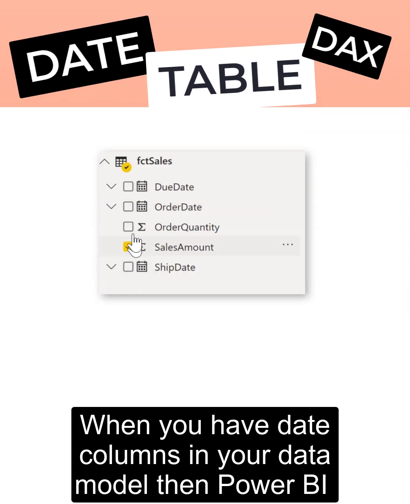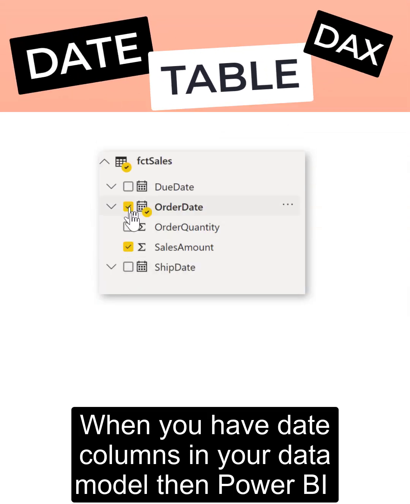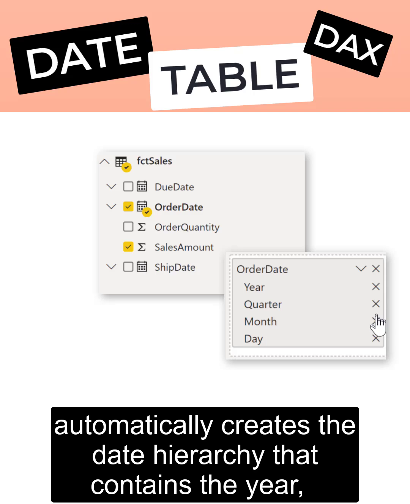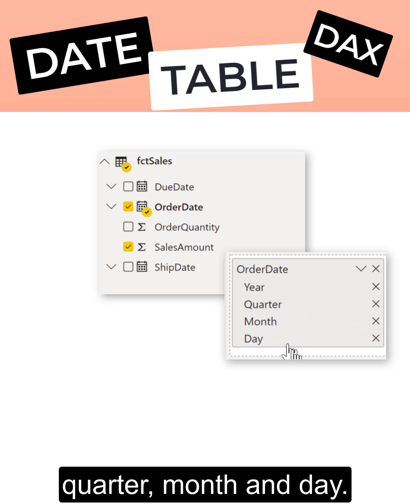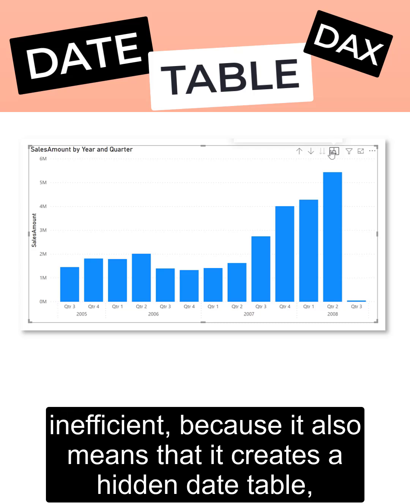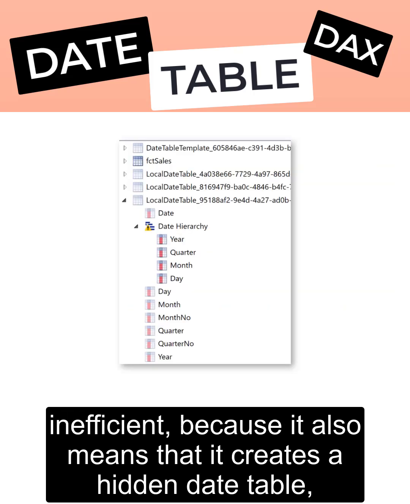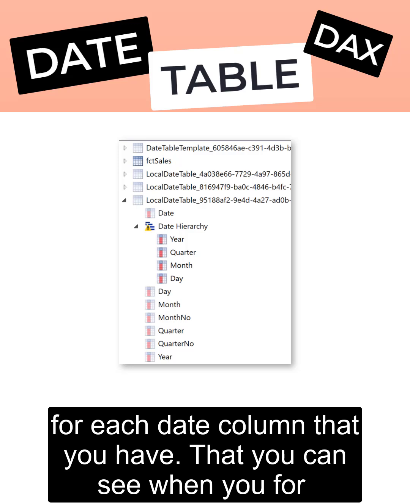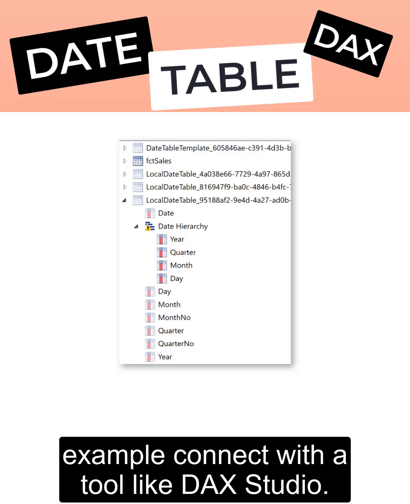When you have date columns in your data model, then Power BI automatically creates the date hierarchy that contains the year, quarter, month, and day. Although it's easy to work with at the beginning, it's very inefficient because this also means that it creates a hidden date table for each date column that you have, which you can see when you, for example, connect with a tool like DAX Studio.